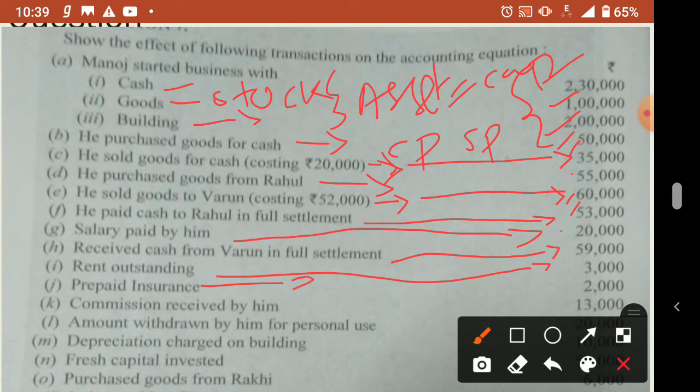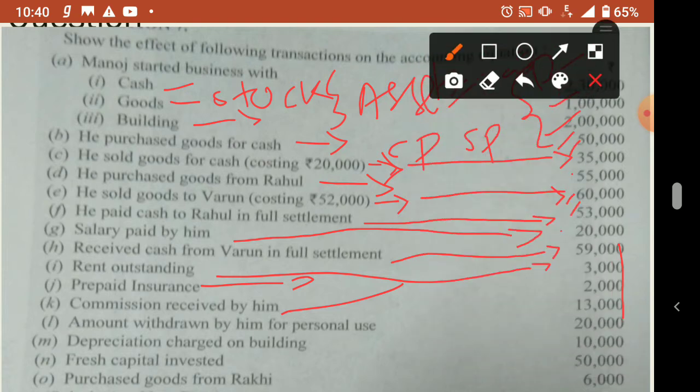Then prepaid insurance. Prepaid means, for this year we have to pay insurance only for this year, but we paid this year itself for next year also. That is called prepaid. Next year's expense we paid in advance. That is called prepaid. Then commission received by him. He received a commission from someone.